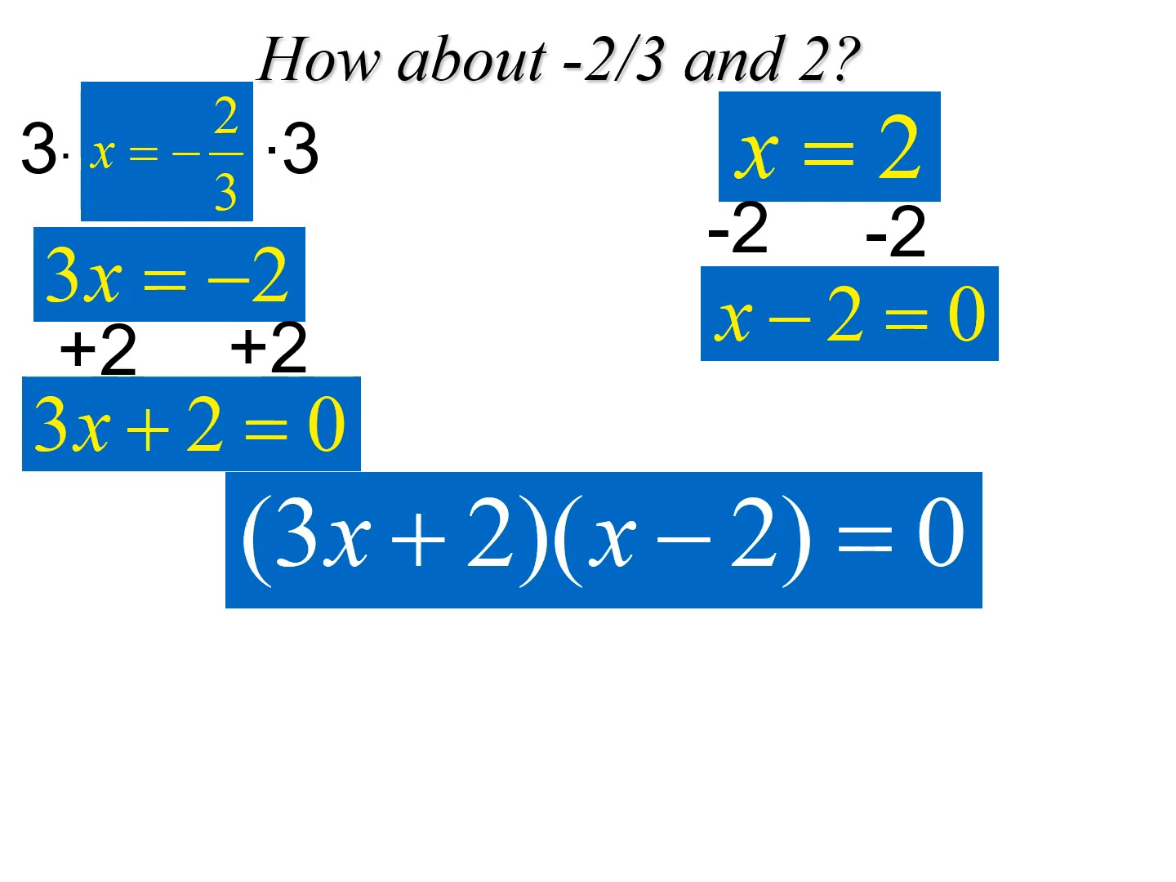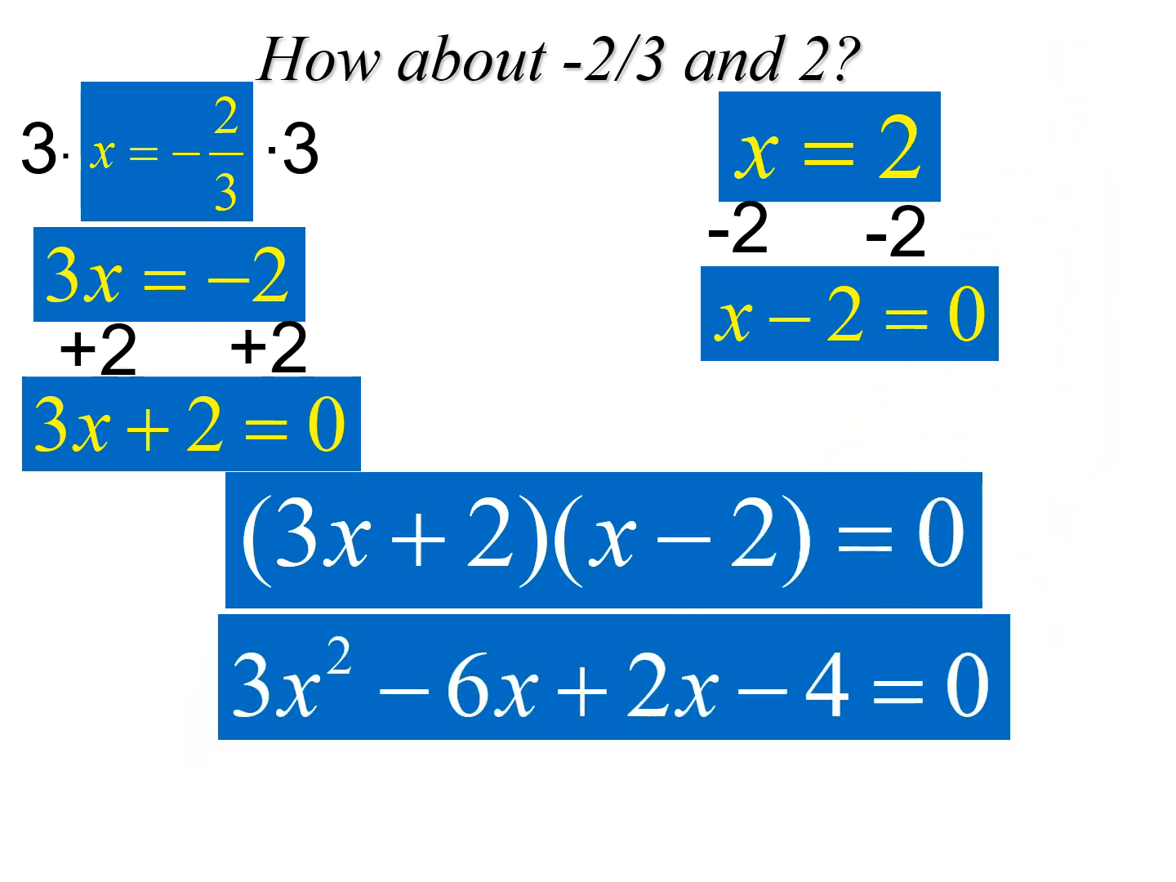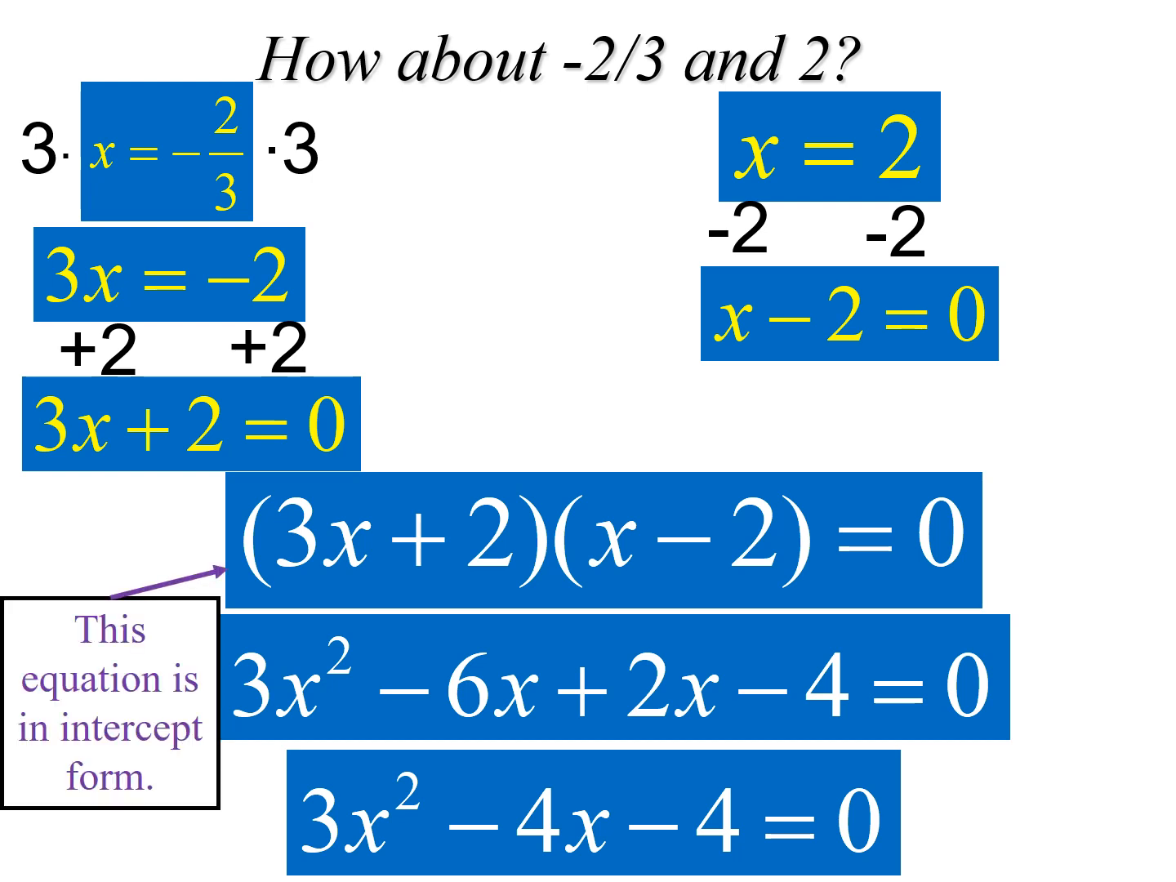3x plus 2 is one expression and x minus 2 is the other. Let's get ready to do the distributive property, FOIL or box method, whatever you would like to call it. And when we do, we get 3x squared minus 6x plus 2x minus 4 is equal to 0. Last step, let's simplify. And when we do, we get 3x squared minus 4x minus 4 is equal to 0. This is how we take solutions and build the quadratic equation.